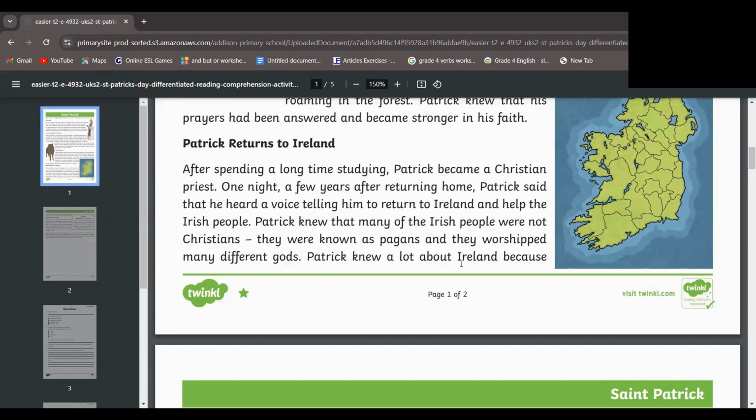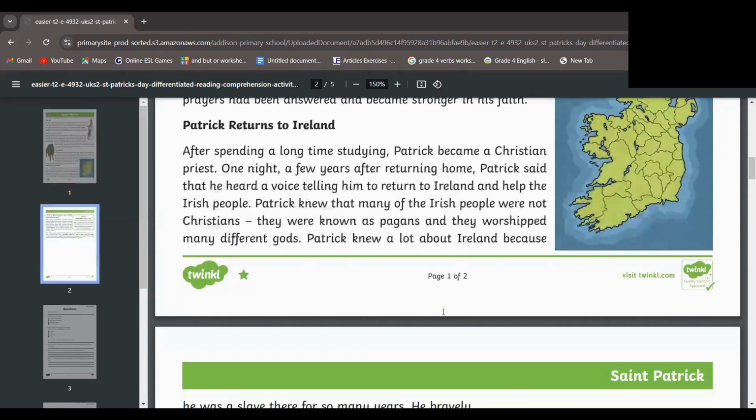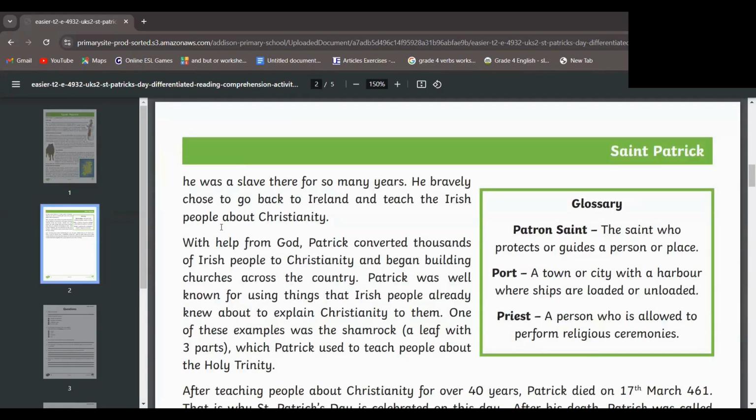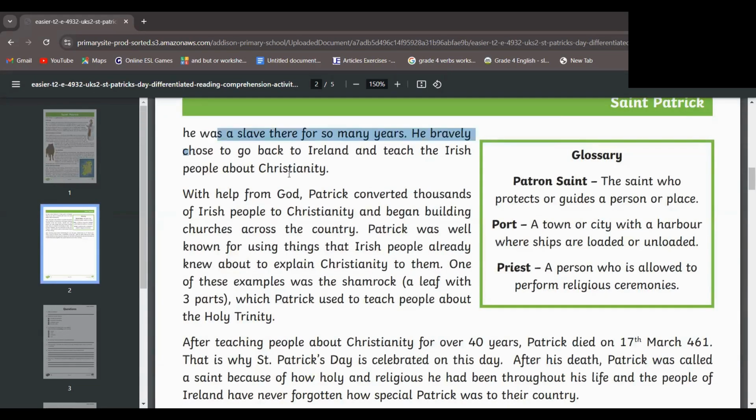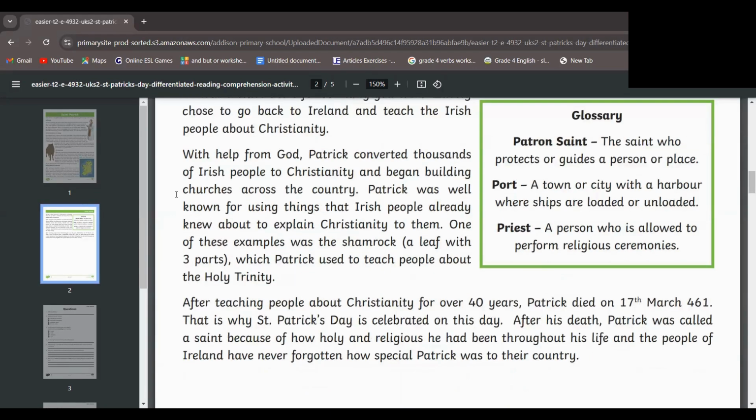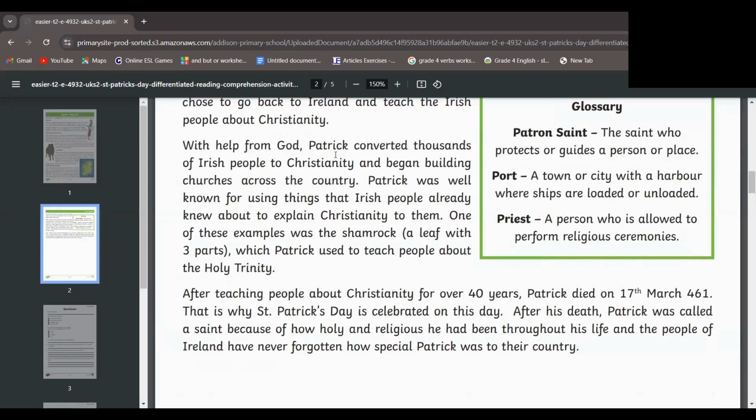Patrick knew a lot about Ireland because he was a slave there for so many years. He bravely chose to go back to Ireland and teach the Irish people about Christianity. With help from God, Patrick converted thousands of Irish people to Christianity and began building churches across the country.